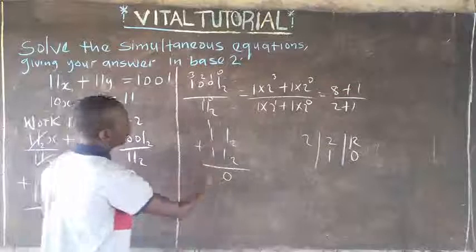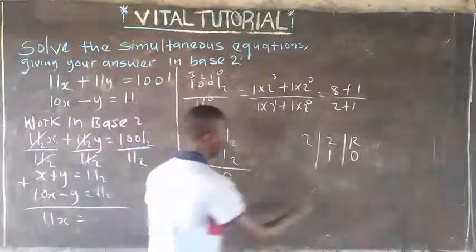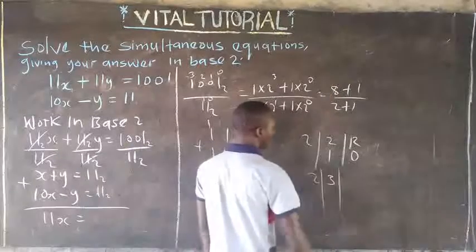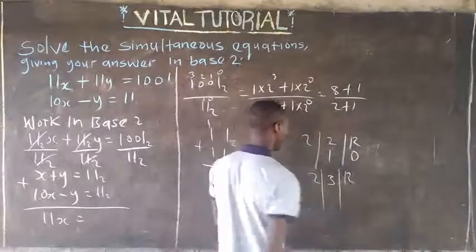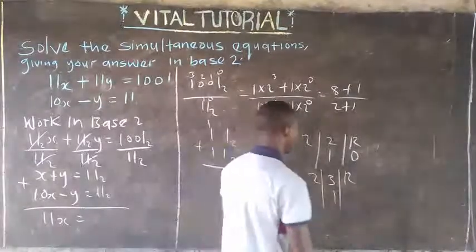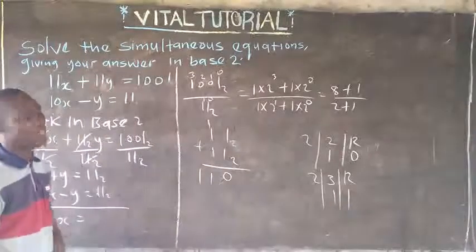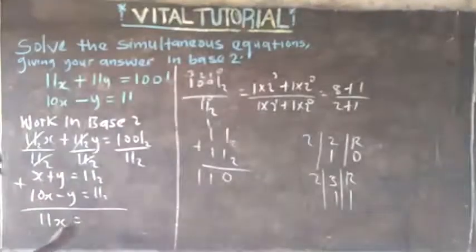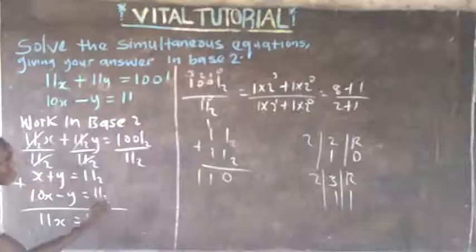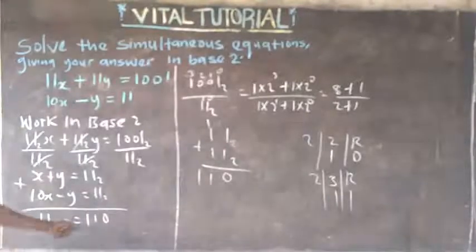So this is 1 plus 1, 2, plus 1, 3. 3 is greater than our base, so we just put down 3 here. So remember, 2 goes in 3 once, remainder 1. So this is 1, 1. I hope you understand this. So this is 110. Yes, I think now everything is in its normal form.